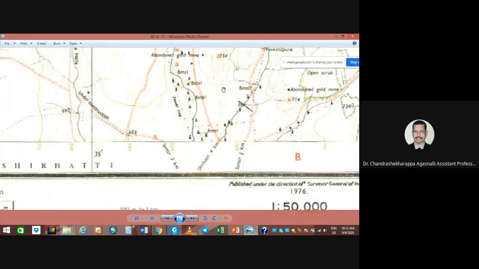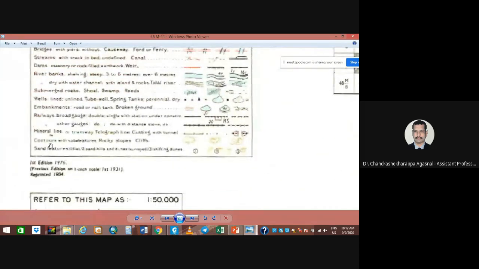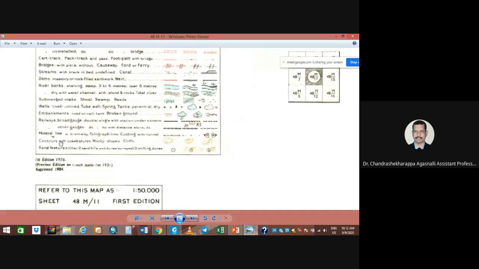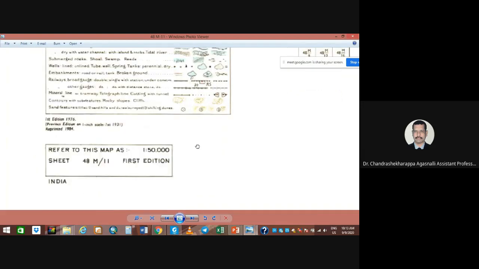Okay, contours and all. Now the next feature is railways, broad gauges, all those things you can see as a dotted line in black color. Okay, and what is this? This is called a mineral line, and subway, telegraph lines. Those things look like this, and contours. Okay, and slopes, rocky slopes, cliffs, certain cliffs, and hills and valleys, you can show like this. Okay, sandy features, if they are there, you can show like this.